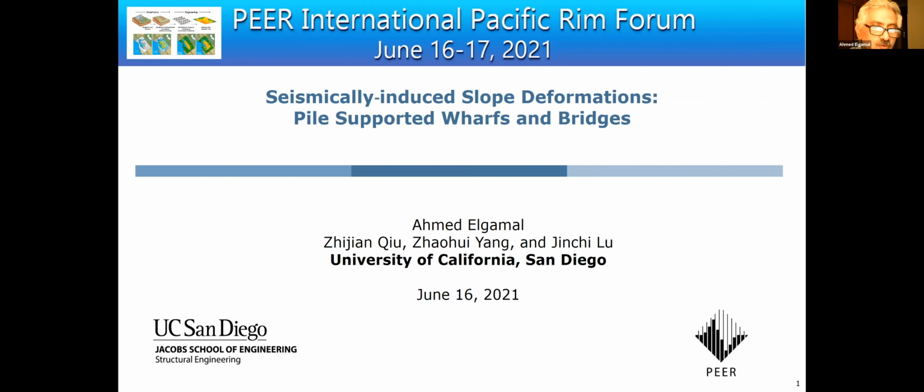I'm going to focus on soil structure interaction and work very closely near where the structure is, as a complement to these very large scale studies that we have been listening to so far, with ground motion propagating from the source and so forth.